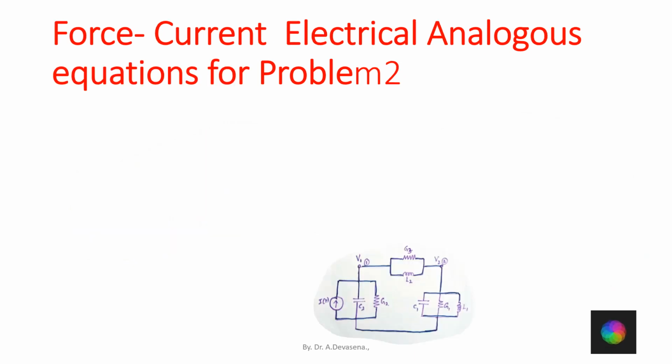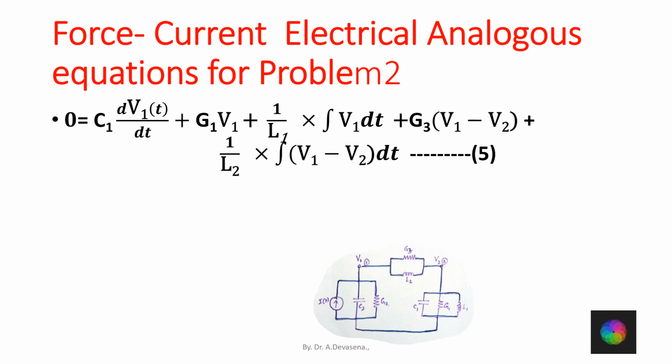Force current electrical analogous equations for problem 2. 0 is equal to C1 dV1 of t by dt plus G1 V1 plus 1 by L1 into integral of V1 dt plus G3 into V1 minus V2 plus 1 by L2 into integral of V1 minus V2 dt. Consider this as equation 5. Equation 5 is analogous to the force balance equation 1 in mechanical translational system.